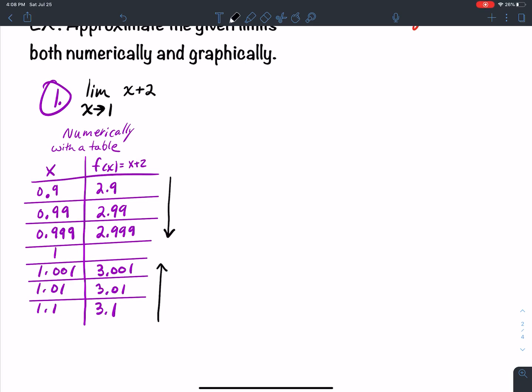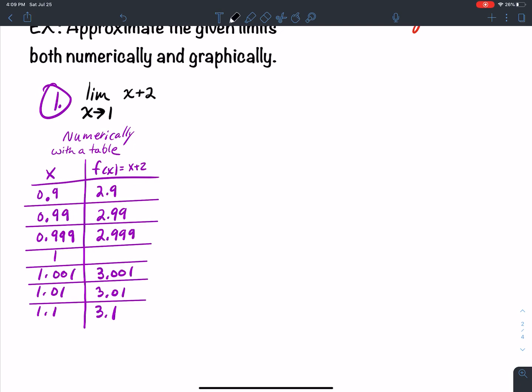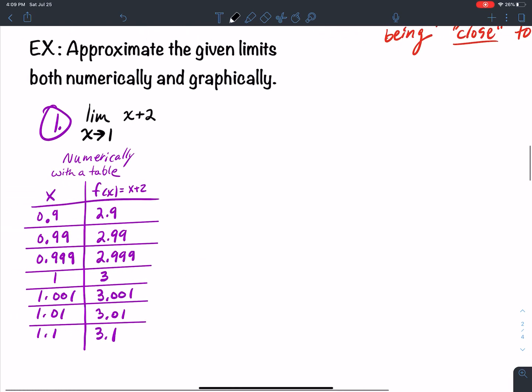Well, what would happen if I just plugged in 1? Would anything bad happen? If I plug in 1 here, I get 1 plus 2. That's not bad. That's just 3. So some limits are pretty easy. It literally amounts to plugging in the value of what you're taking a limit to, and you get 3. That is the perfect world scenario. Everything works out great. There's no tricks.